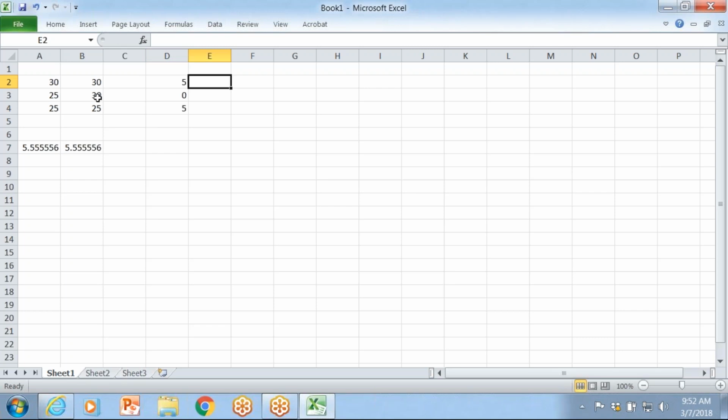Let's play this game. What's the difference between here and here? What's the difference between here and here? And what is the difference between 25 and 30, the top one? 5. Okay. Now I'm better. Thank you.